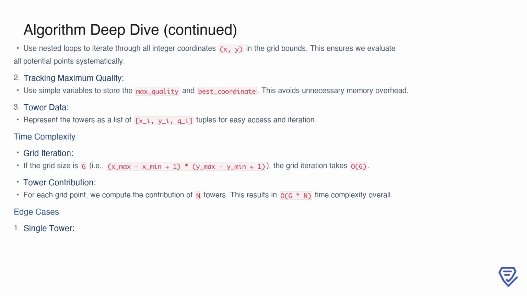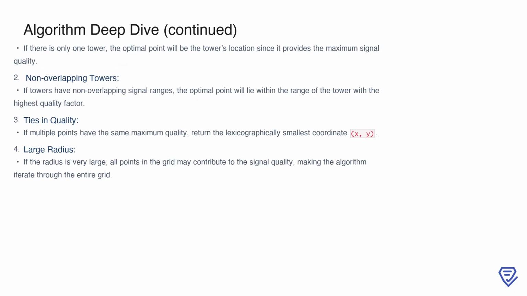In terms of complexity, the algorithm iterates through all grid points, which is proportional to the grid size G, calculated as (x_max - x_min + 1) * (y_max - y_min + 1). For each grid point, we compute the contribution of n towers, resulting in an overall time complexity of O(G * n). This ensures that the algorithm scales well with the input size, as long as the grid bounds and number of towers are reasonable. Understanding edge cases is crucial to ensure the robustness of the algorithm.